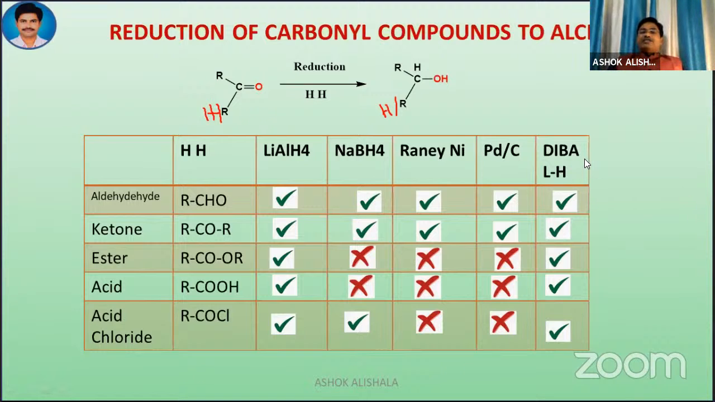DIBAL-H, diisobutyl aluminum hydride, is also a strong reducing reagent, and it reduces all these five compounds, that is aldehydes, ketones, esters, acid chlorides. You remember this chart, and it is a very useful chart to you. And here, what is the action of lithium aluminum hydride, sodium borohydride, Raney nickel, which undergo reduction, which does not undergo reduction, will be known from this table.